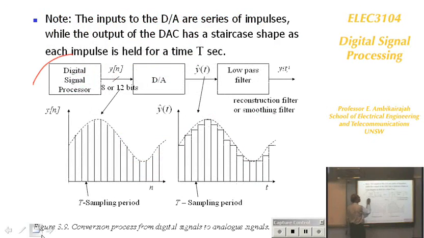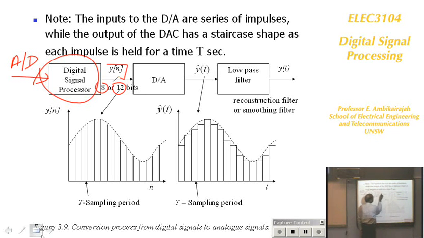Here's your digital signal processor. Go back and look at your diagram. The digital signal processor gives either 8 bits or 12 bits, whatever the A to D converter decided originally. And this is what you feed into the D2A converter. What would you get out of it? Well, this is what you have feeding in one sample per equal sampling period. But what's coming out is from the D2A converter.